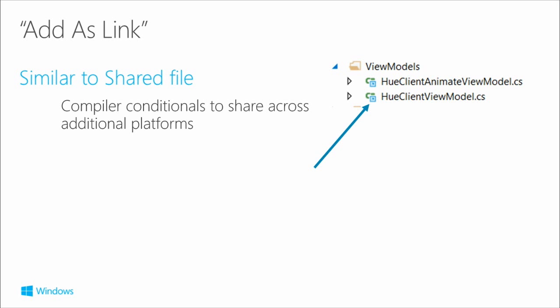If you want to add a file, you go through the normal add dialog, and at the very end, there'll be an arrow on the button. You click on that arrow, and it gives you the option to add as link. Every linked file will show up with this little blue icon on it. And if you're using this across, for example, a universal application and maybe a Silverlight 8 application that you're still supporting, you can use compiler conditionals to share across those two platforms.